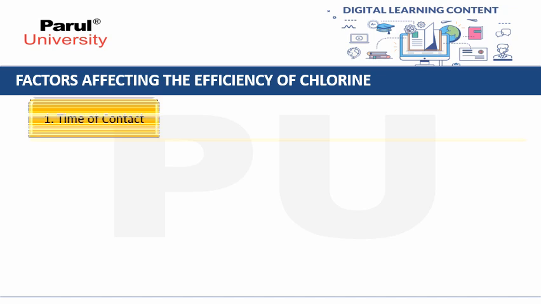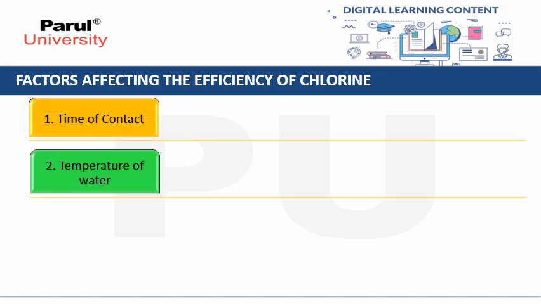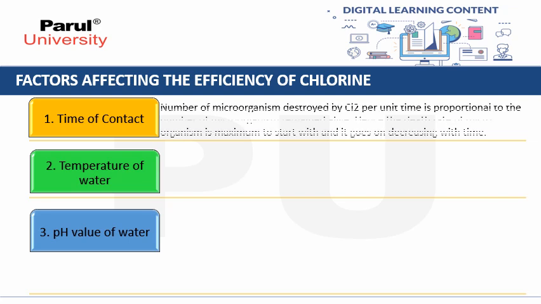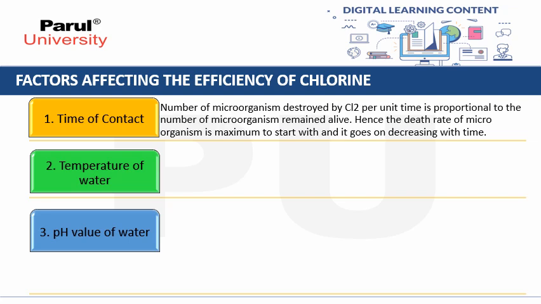The factors affecting the efficiency of chlorine are the time of contact, temperature of water, and pH value of the water. Time of contact: the number of microorganisms destroyed by chlorine per unit time is proportional to the number of microorganisms remaining alive. Hence, the death ratio of microorganisms is maximum to start with and it goes on decreasing with time.